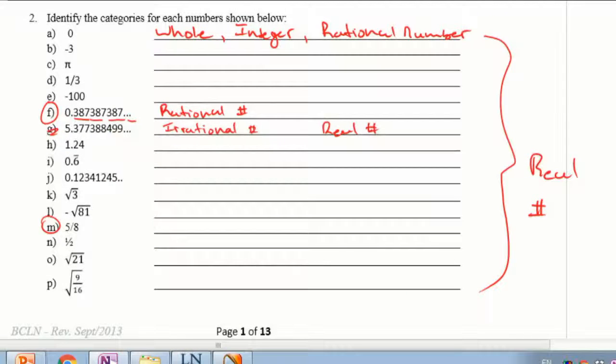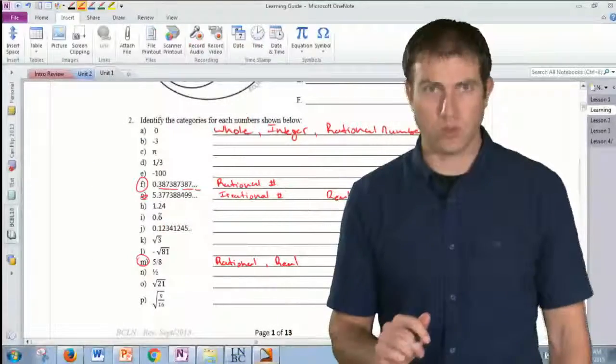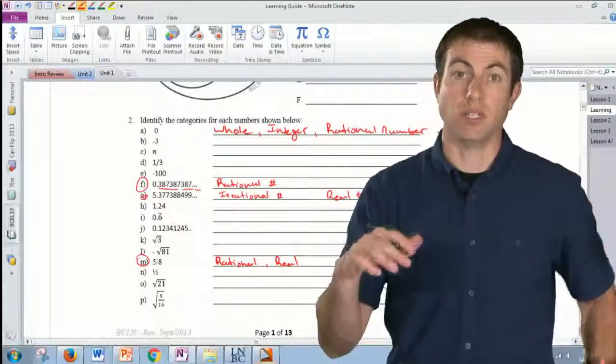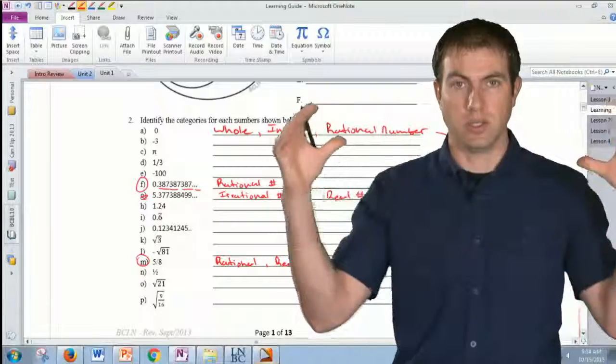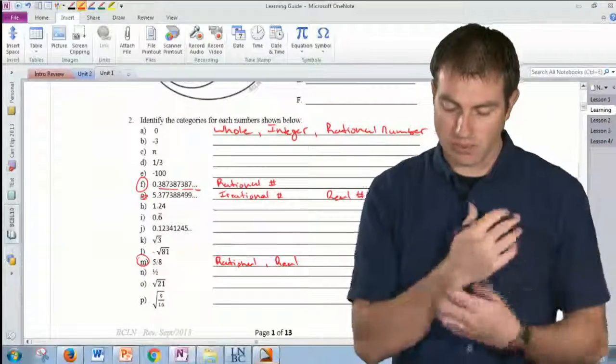So we would call it a rational, and a real if you wanted. But it's nothing other than those two things. So it doesn't fall into any of the smaller circles. You've got the big circle, but it's not in any of the inside ones.